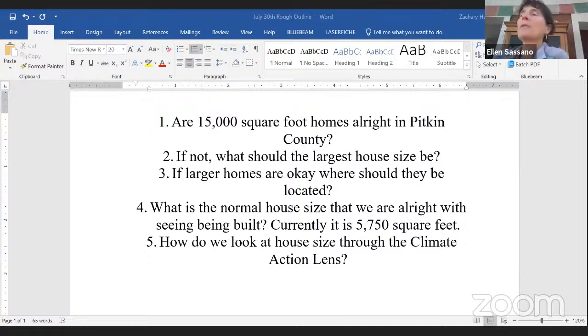Also, just by way of background, giving Zach a chance to work through numbers, for that first question, are 15,000 square foot homes all right in Pitkin County? As Cindy discussed right off the bat, as part of the master plan, some of the caucuses have weighed in on this question. Some caucus areas like the Owl Creek area, Brush Creek, Woody Creek, east of Aspen said, you know what? Yeah, large homes are okay here. They fit in with our character, at least.